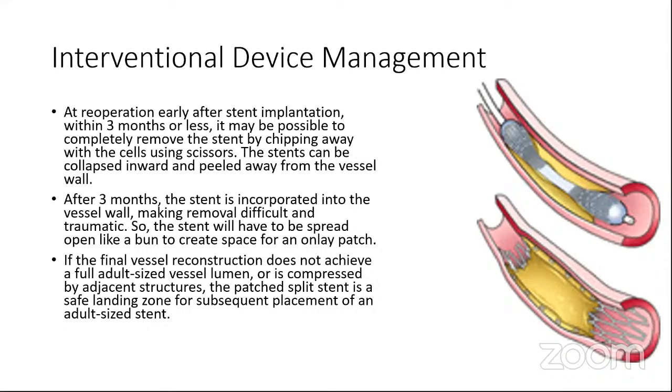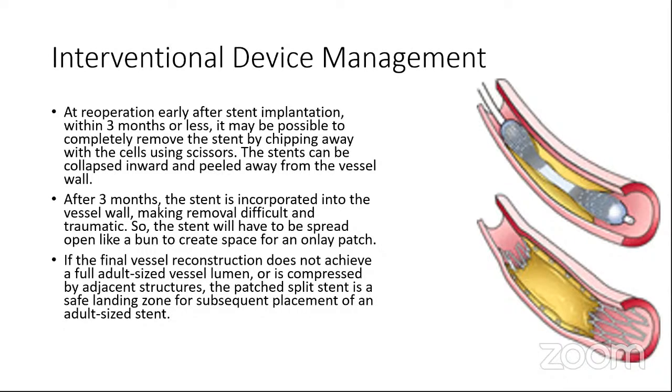At re-operation early after stent implantation, within 3 months or less, it may be possible to completely remove the stent by chipping away and dissecting the cells using scissors. And the stent can be collapsed inwards and peeled away from the vessel wall.